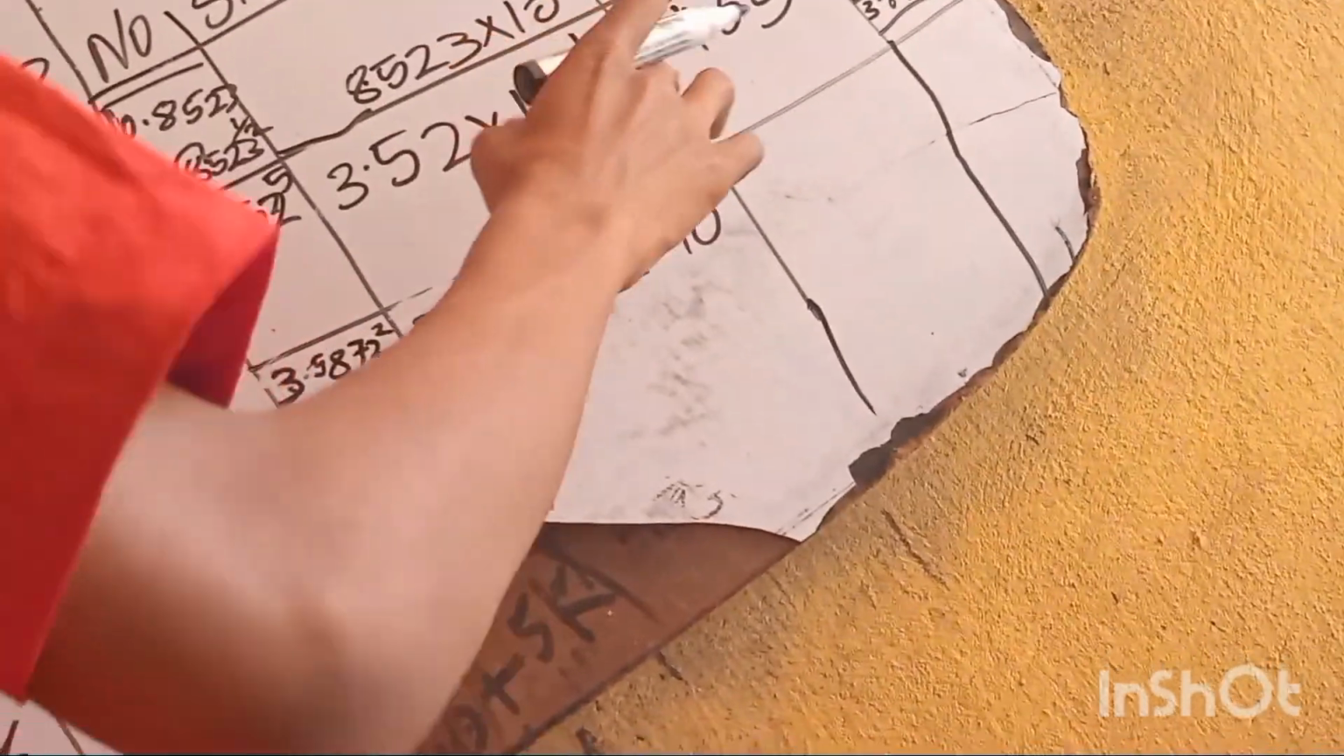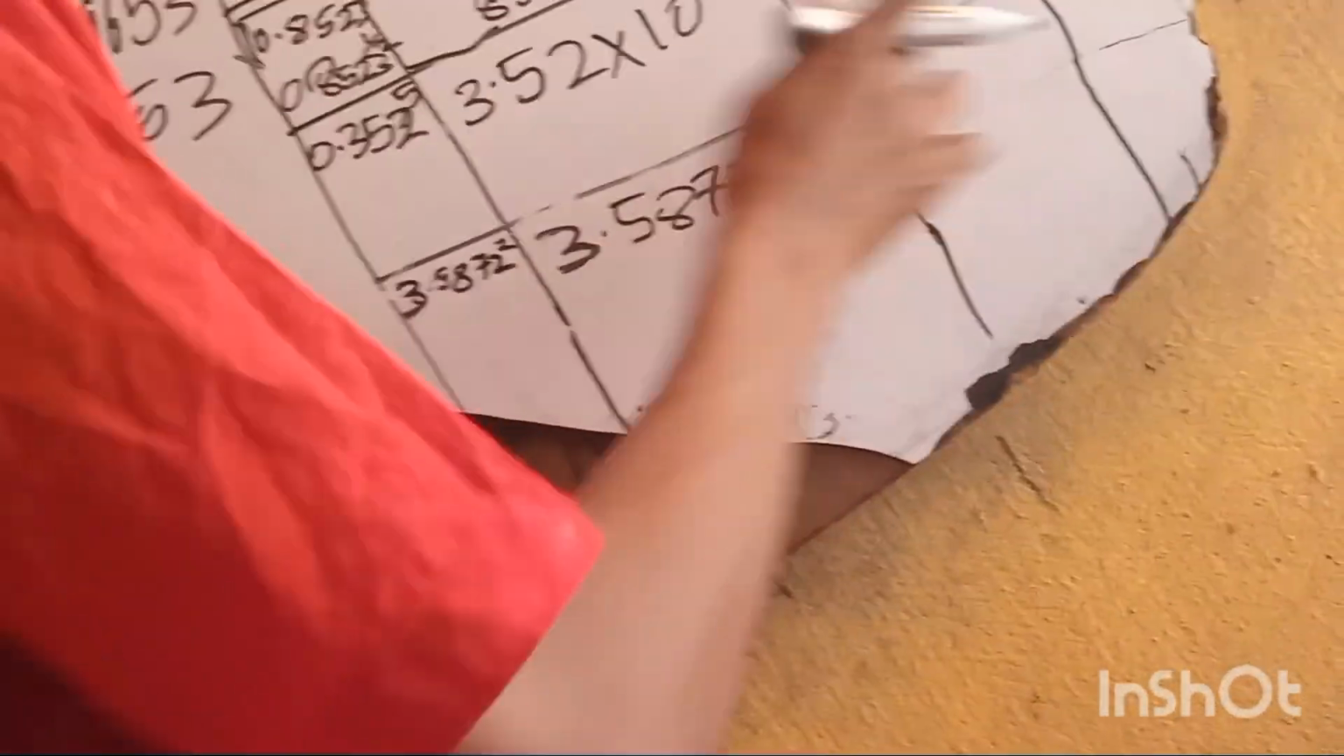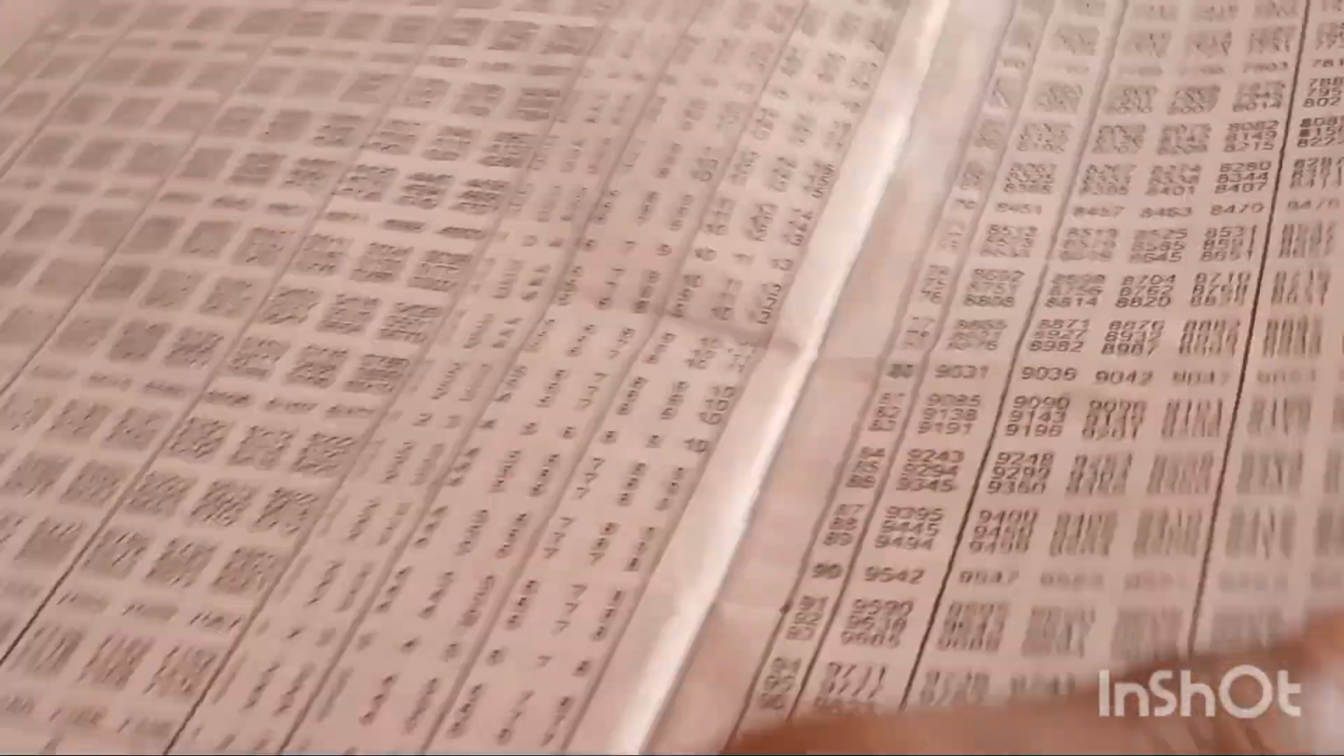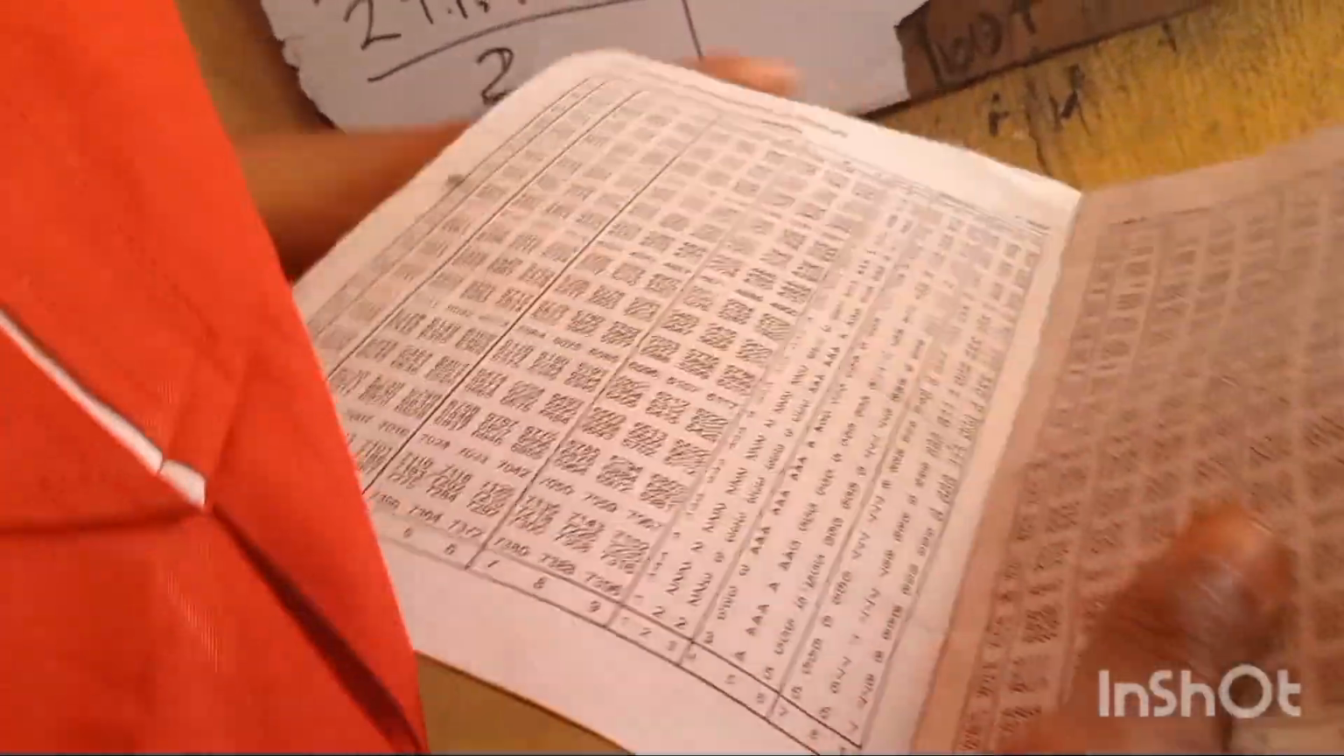Now we look for the mantissa. Look at the logarithm table, the 4-figure table. Look for 58 under 7, difference 2.